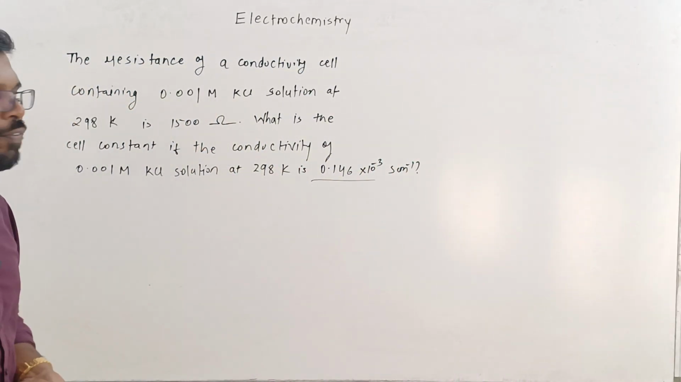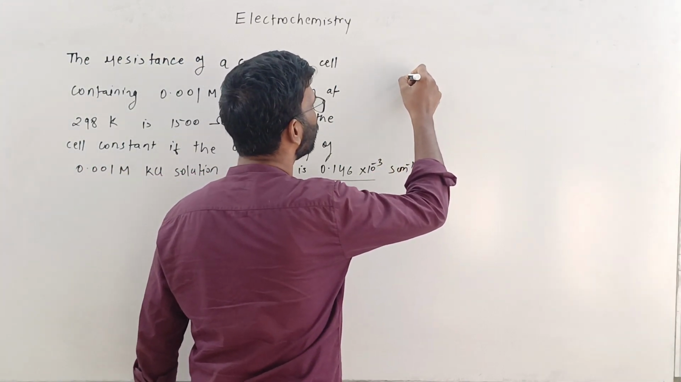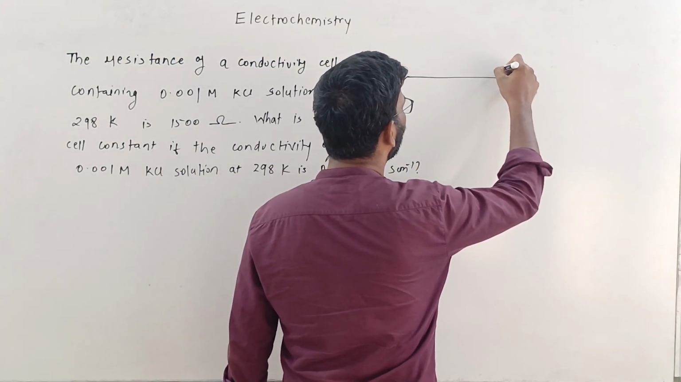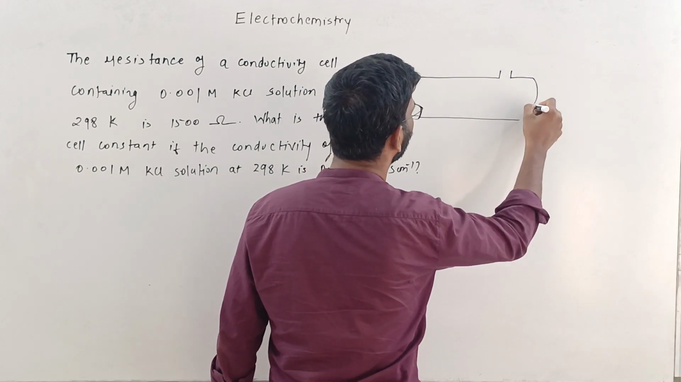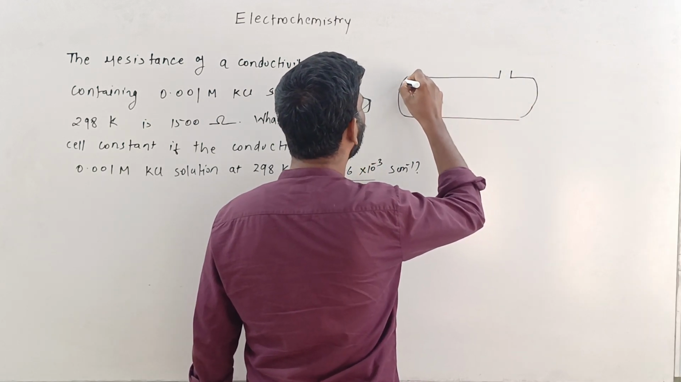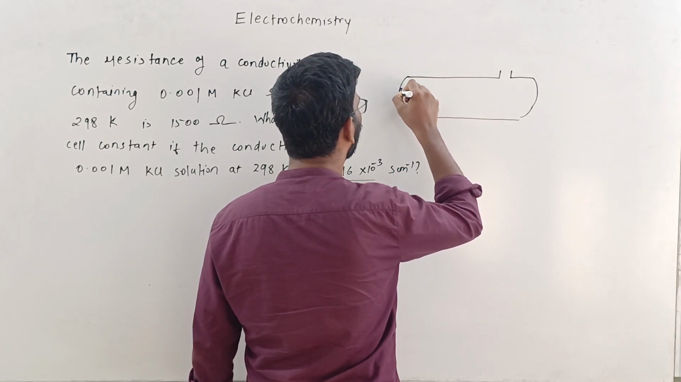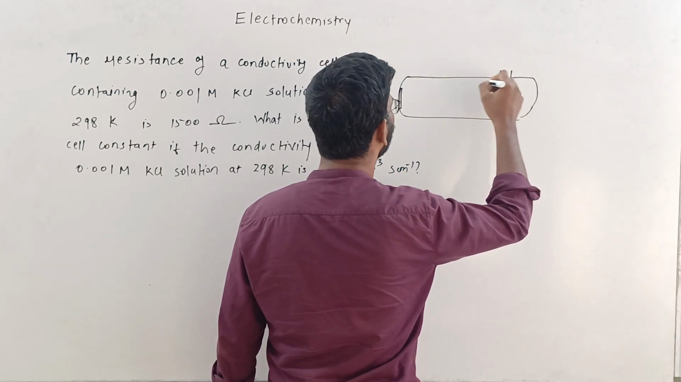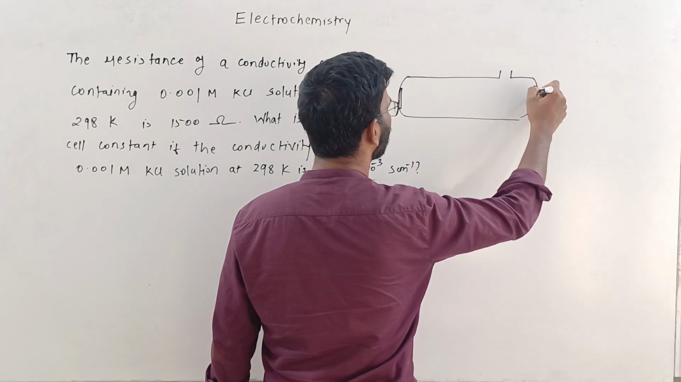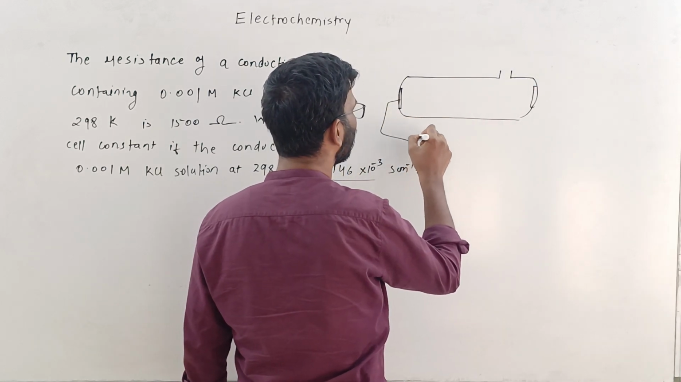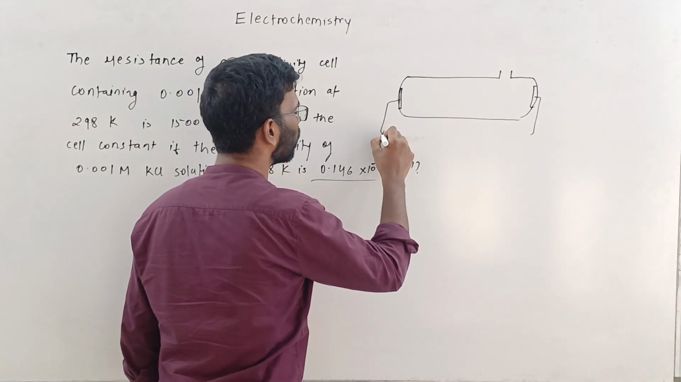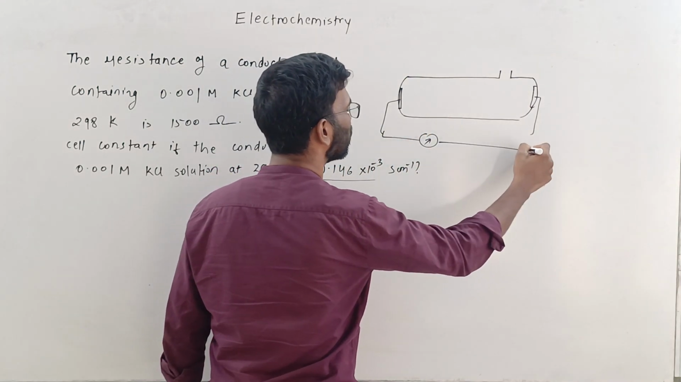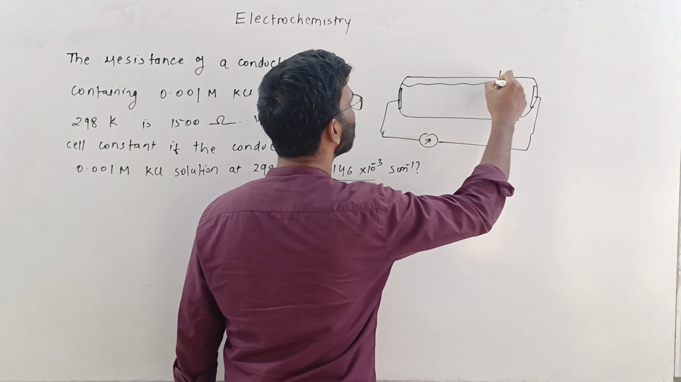Now, what is the conductivity cell? Where is it used? I will show the circuit diagram setup this way. A simple setup is there. Let's say these are the electrodes, these are the plates. And here we connect a current measuring device to measure the flow of current, and in this case the electrolyte is there.